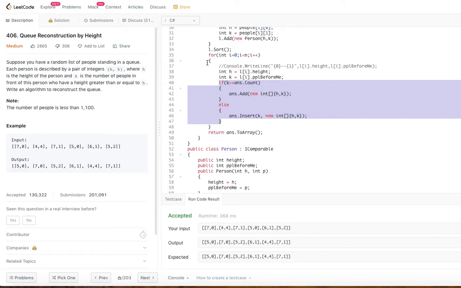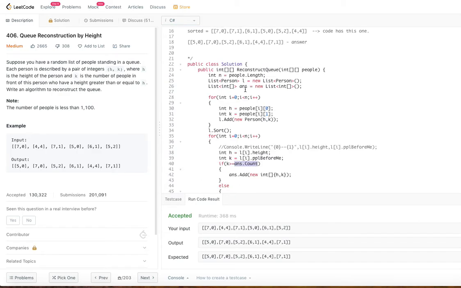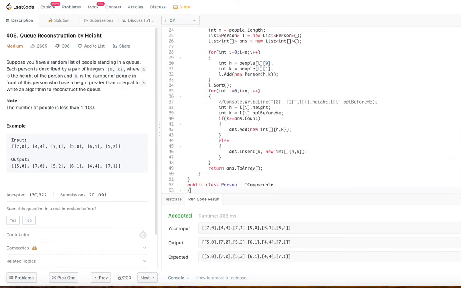So let's go back and try to understand through this code, right? We said if the number of people, if k is greater than or equal to the list count, then that means this person is coming at the end of the list, as simple as that, because the number of people, represented by k, is greater than the current answer list count. That's why he should be put at the end of the list, right? That's what we are doing. When we say list.add, it actually puts it at the end of the list.